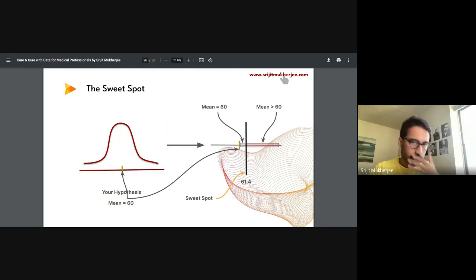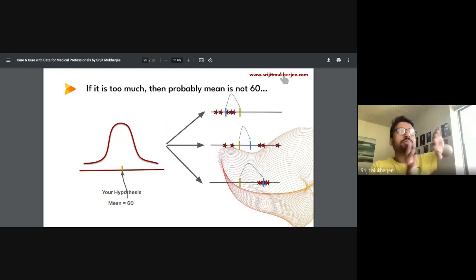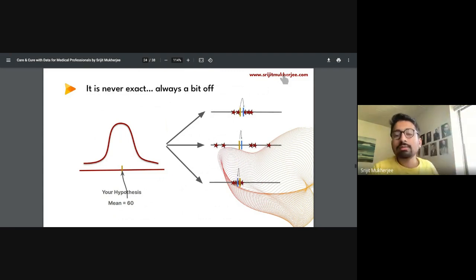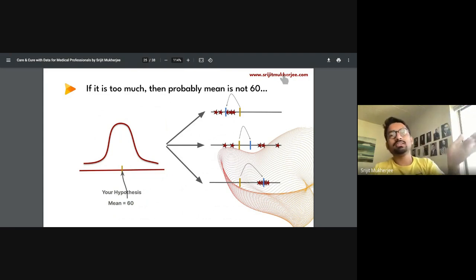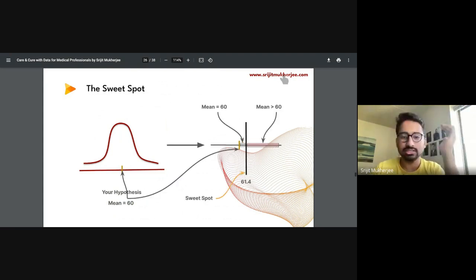What is the sweet spot? Is there a sweet spot? Too far away from 60 probably tells you that there's something fishy going on. But too close can also happen by chance. So there's a middle point, the sweet spot, where the phase changes, the decision changes, and that's what we call the sweet spot.